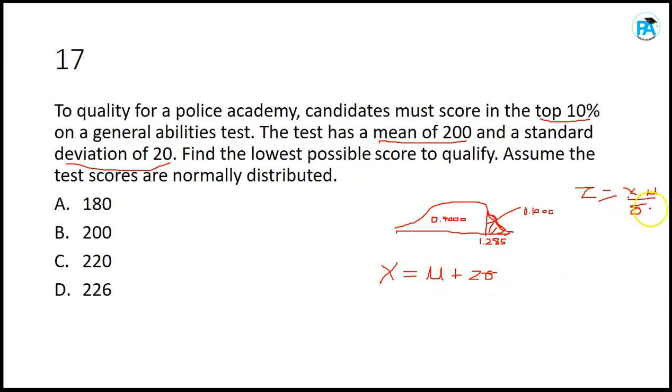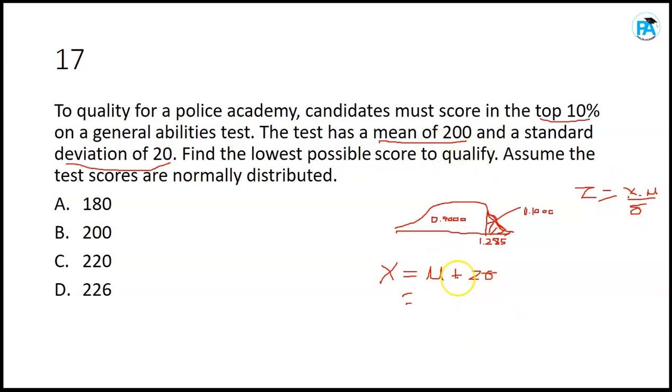If you forget this formula, just quote the formula and substitute Z in place of Z, standard deviation in place of standard deviation, mean in place of mean, then you group like terms to find X. But you have to keep this formula to make it very straightforward. X is equal to mean plus Z times standard deviation. We got this from here.